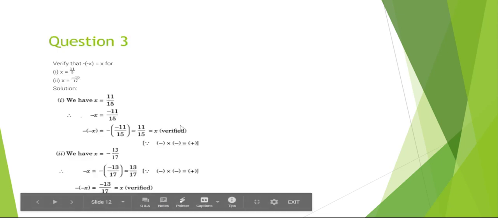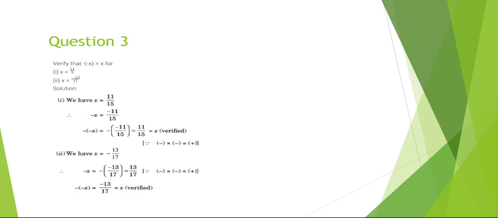Next, we have question number 3, in which we need to verify that minus of minus x is equals to x, where there are two values of x being given. The first is 11 by 15 and the next is minus 13 by 17. Here, when x is equals to 11 by 15, minus x will be minus 11 by 15, and minus of minus x will be minus of minus 11 by 15, and you already know that two negative signs combine to form a positive sign. So this becomes 11 by 15, which is nothing but x. So this verifies the question.